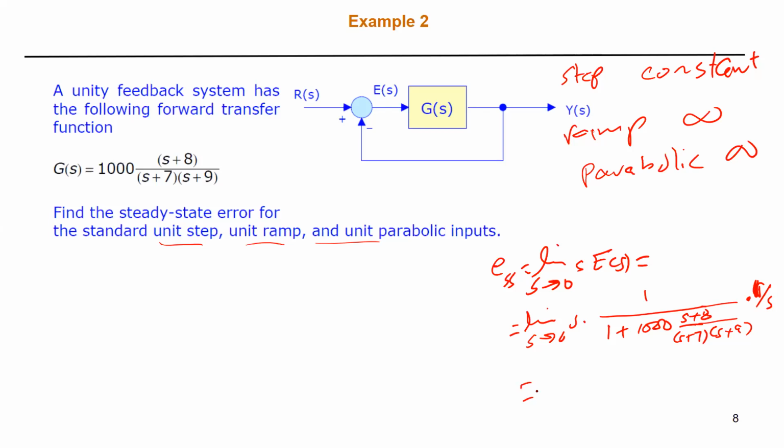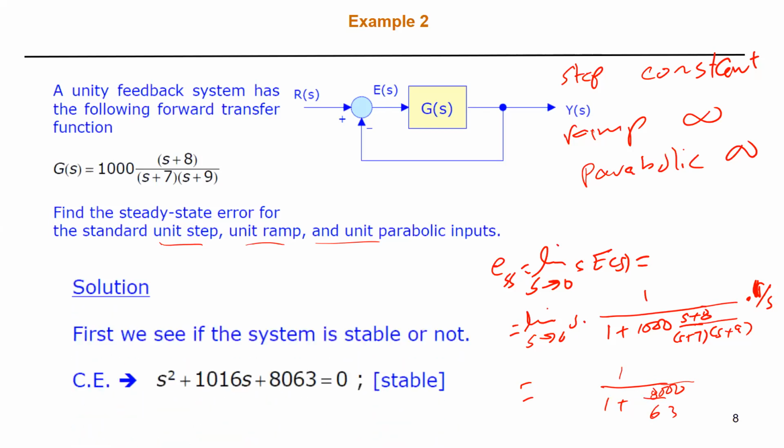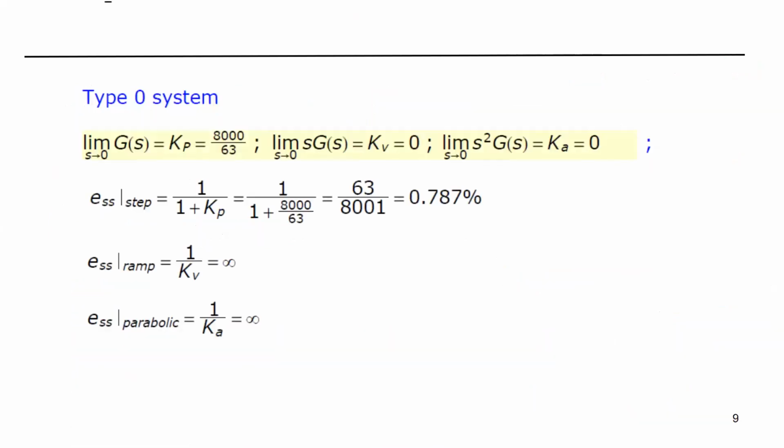Which is equal to what? The S will go with the S and you will have 1 over 1 plus 8,000 over 63, whatever that value is. Which is going to be very small, 1 over 501. What do you mean 501? 8,000, you said. Oh yes, you divide. Anyway, this is what it's going to be.